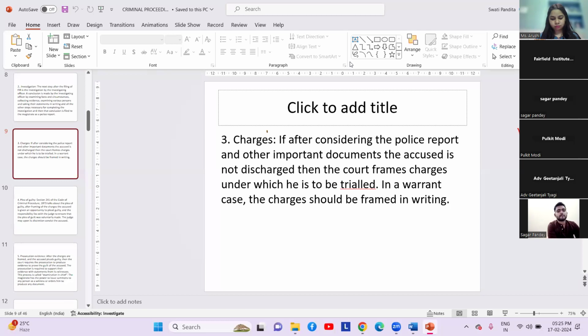Now, coming to the prosecution evidence. After the charges are framed, the accused pleads guilty or not. Then the court requires the prosecution to produce evidence to prove the guilt of the accused. The prosecution is required to support their evidence with statements from witnesses. The process is called examination in chief. The magistrate has the power to issue summons to any person as a witness or orders him to produce any document.